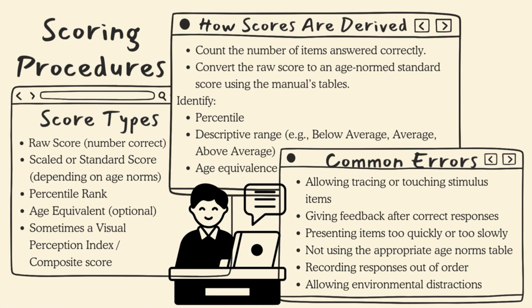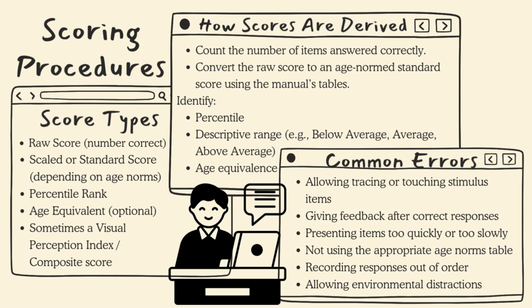All right, so scoring procedures. The raw score is the number they got correct. That score is then scaled or standardized depending on the age norms. Then you go for percentile ranks, an age equivalent, and sometimes a visual perceptual index composite score. To derive the scores, you count the number of items answered correctly. You convert the raw score into an age norm standard score using the manual's tables. Then you identify the percentile, the descriptive range, for example, below average, average, or above average, and then the age equivalents.